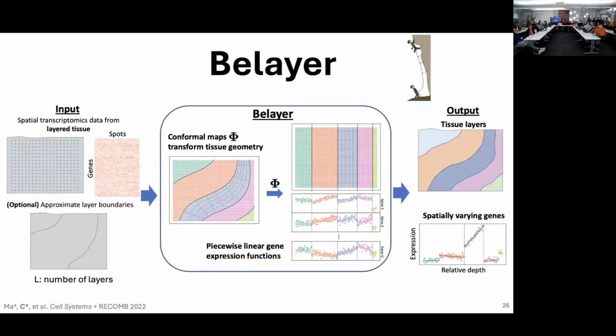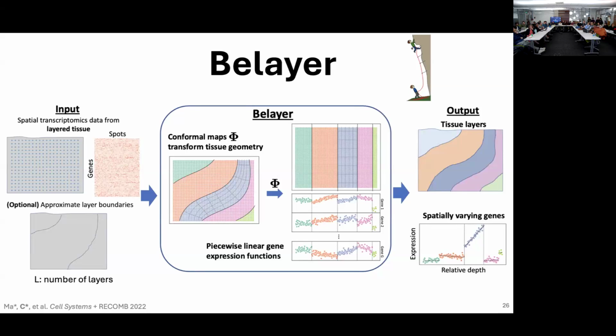And so putting this together, we put this in an algorithm that we called the layer, where you simultaneously find these conformal maps and these piecewise linear functions that tell you both the layers of your tissue and these piecewise linear patterns of spatial variation in your gene expression measurements.